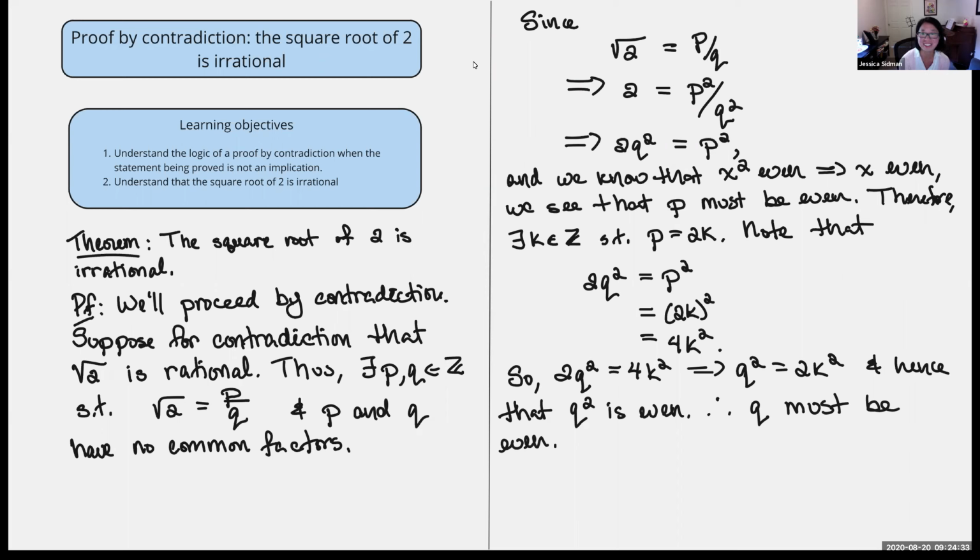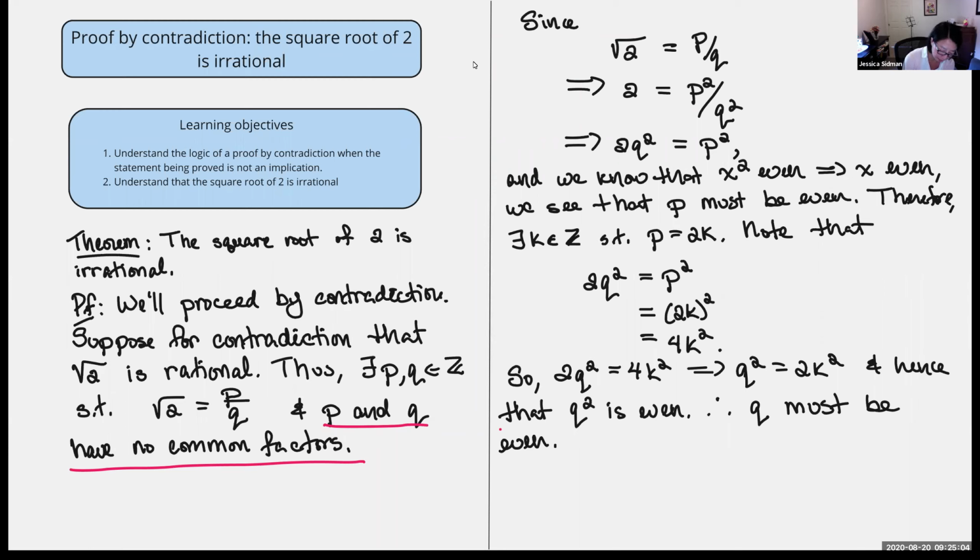This is the contradiction, right? Because now we've proved that p must be even and q must be even. In other words, they're both divisible by 2, so they have a common factor. But when we started this proof, what we assumed is that p and q have no common factors. Okay, so that's the contradiction.